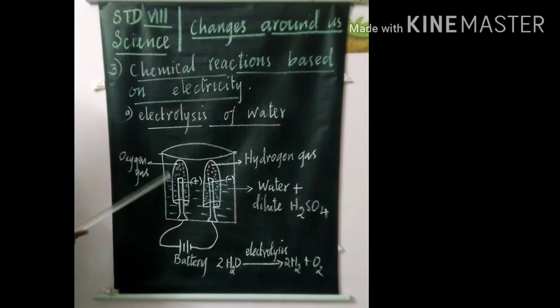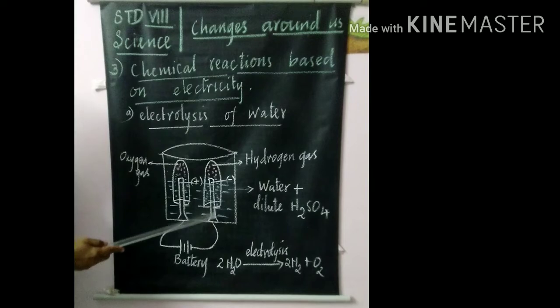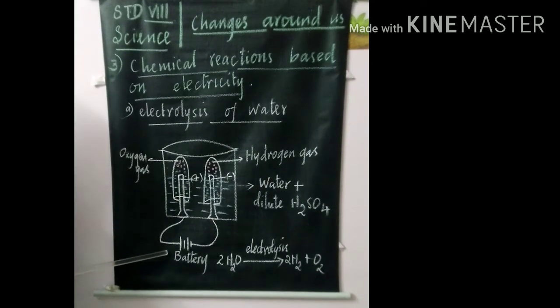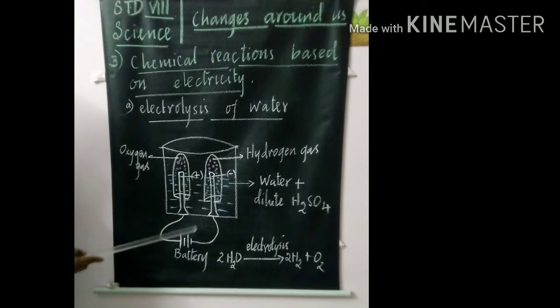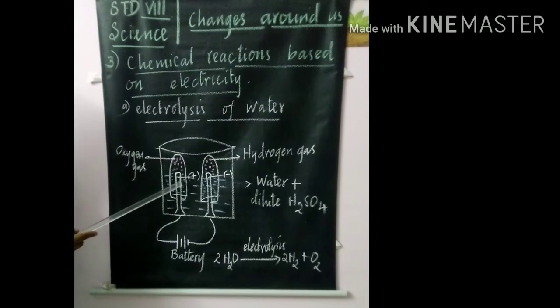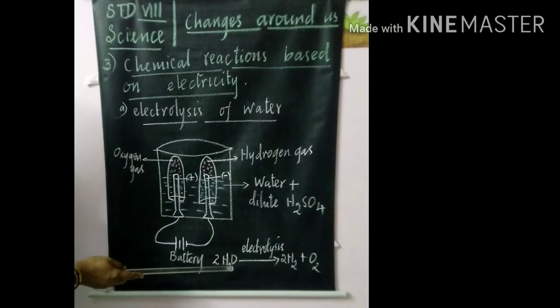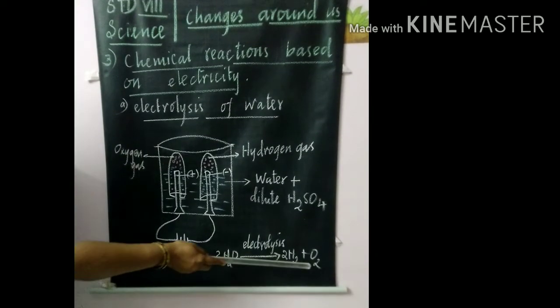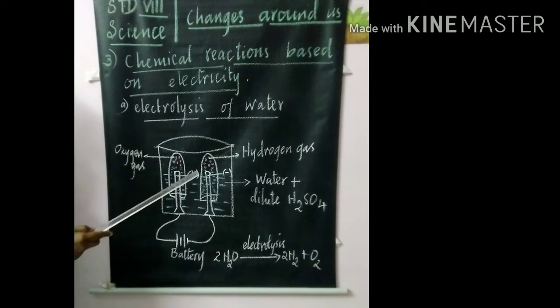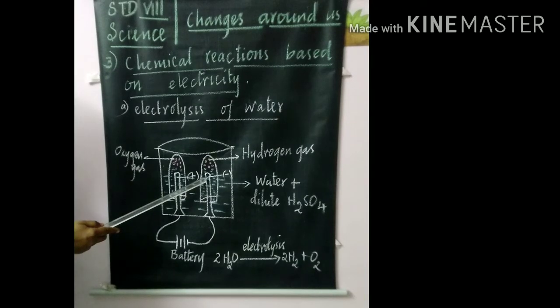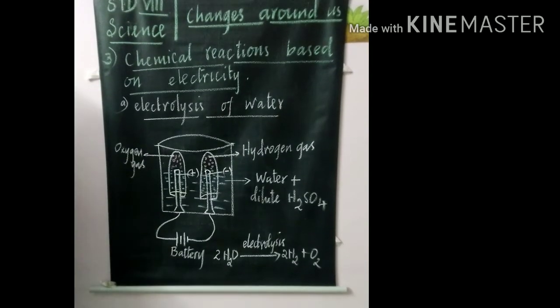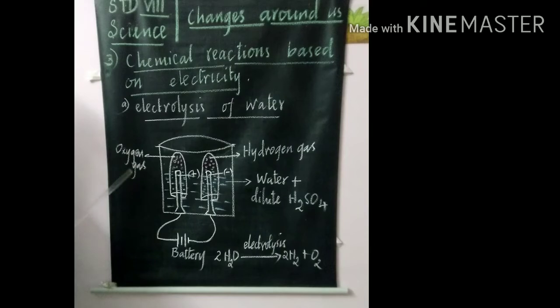See the apparatus. These are the two electrodes connected to a battery. When the current is passed through the water, it gets decomposed, dissociates into hydrogen and oxygen. Hydrogen is collected in the negative terminal and oxygen is collected in the positive terminal.